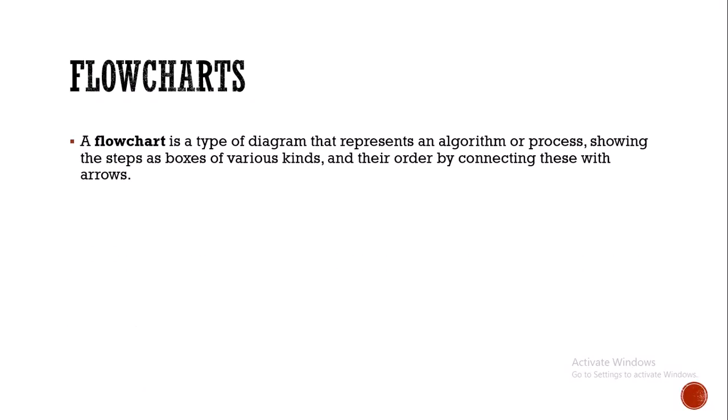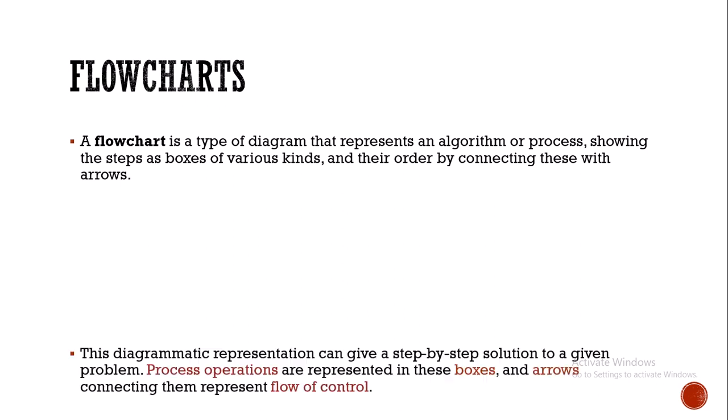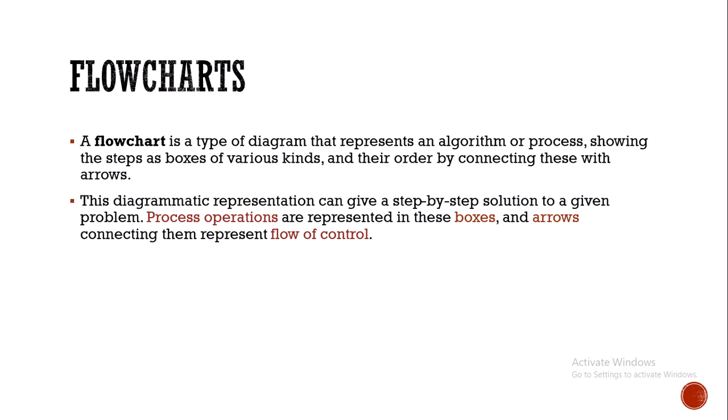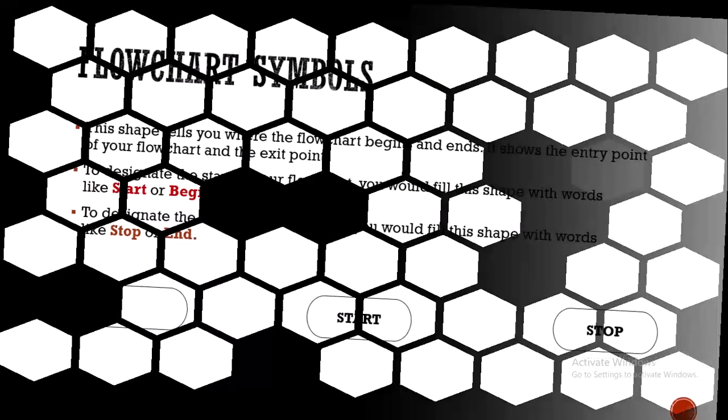A flowchart is basically a type of diagram that represents an algorithm or process, showing the steps as boxes of various kinds, which we are going to discuss in detail, and their order by connecting these with arrows. This diagrammatic representation can give a step-by-step solution to a given problem. Process operations are represented in these boxes, and arrows connecting them represent flow of control. There are different symbols used to represent different types of operations in flowchart.